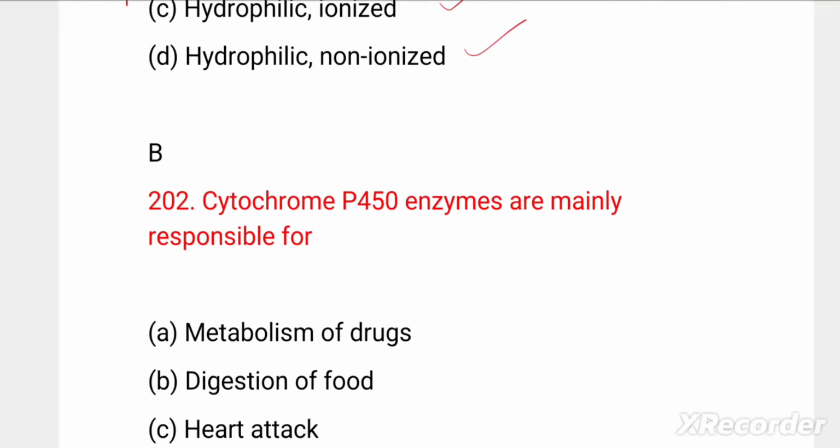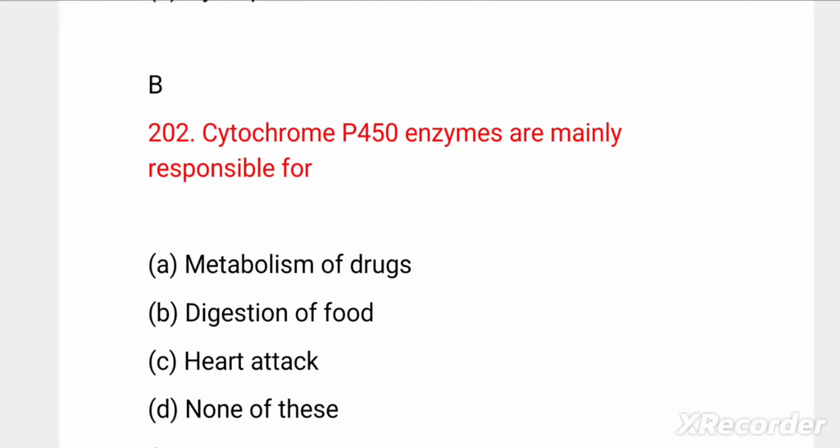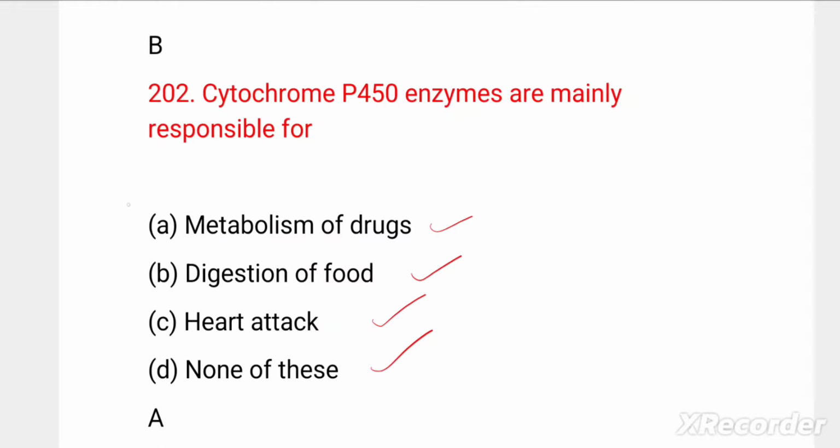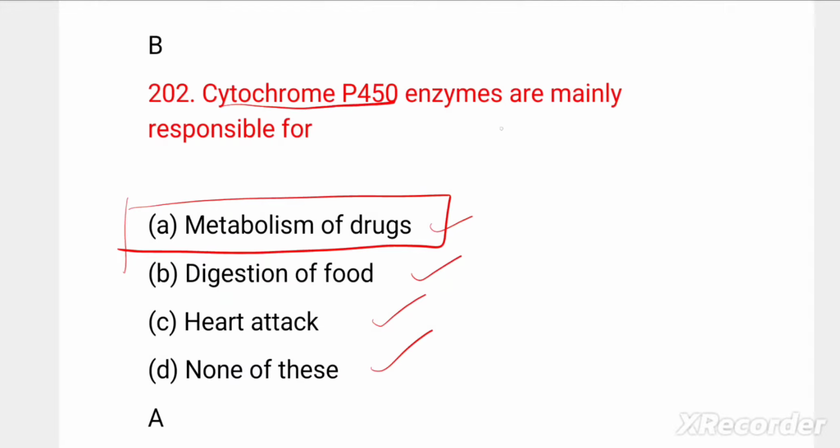Next question, question number 202: cytochrome P450 enzymes are mainly responsible for, options are metabolism of drugs, digestion of food, heart attack, none of these. Answer is A, metabolism of drugs. Cytochrome P450 enzymes are mainly responsible for metabolism of drugs.